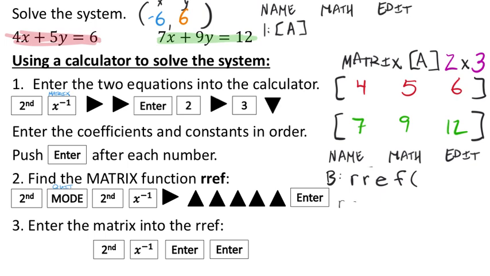So RREF with a parentheses there, okay? So the calculator is pretty much telling you, hey, I'm ready to solve the system of equations for you. You just got to tell me which system you have.